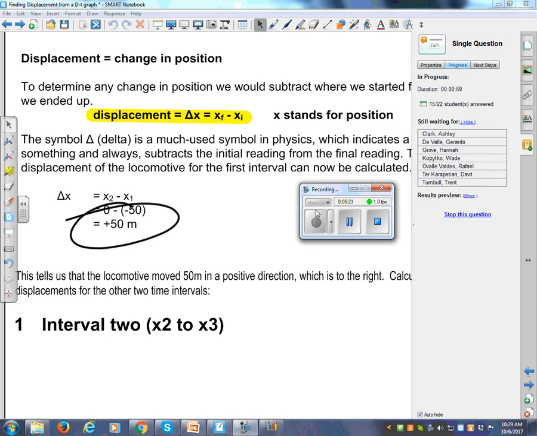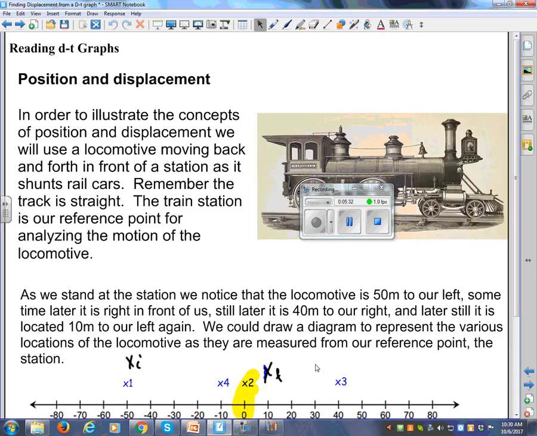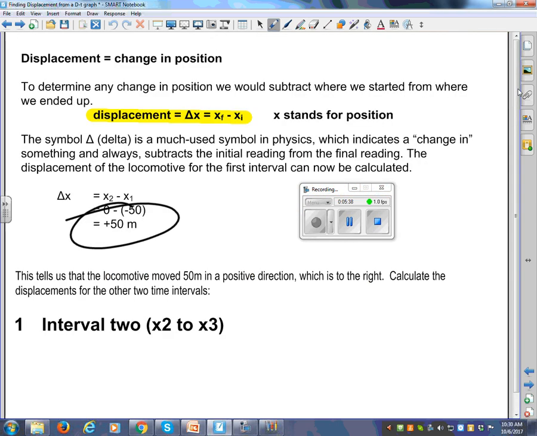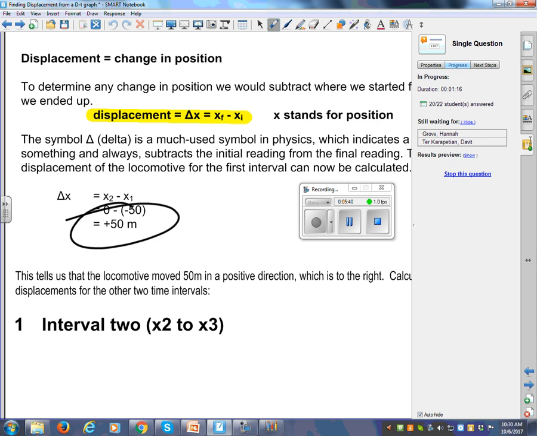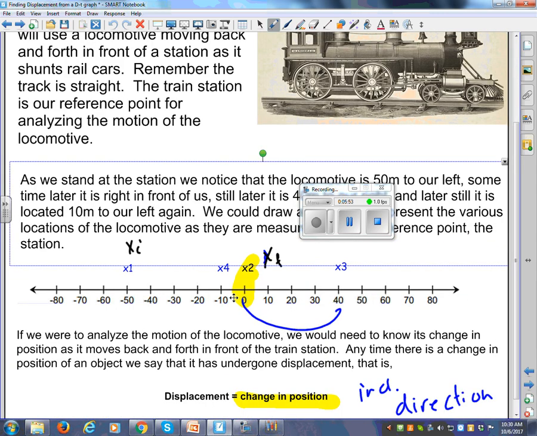Again, all you're doing is telling me the displacement for interval 2, from x2 to x3. Right? From x2 to x3. Going from x2 to x3.